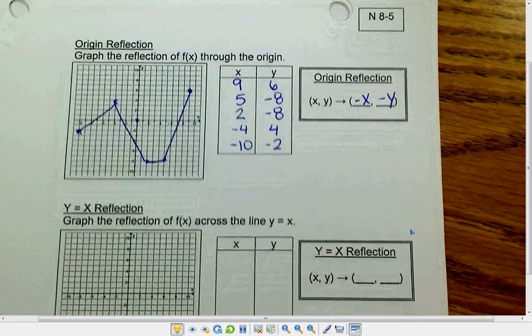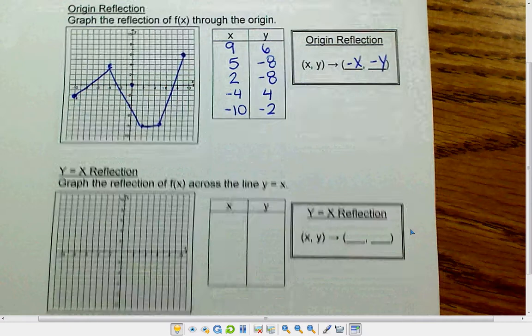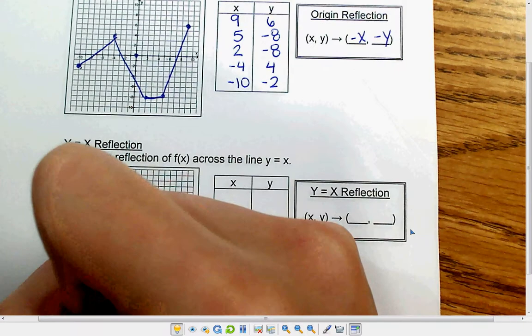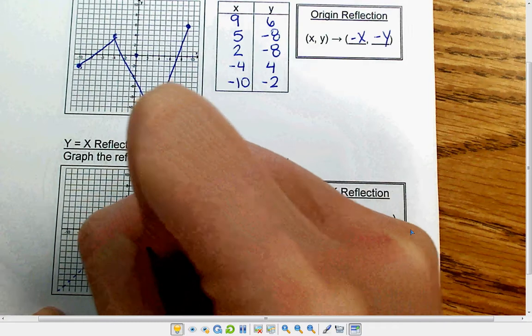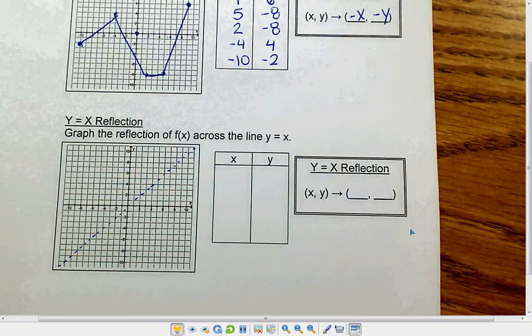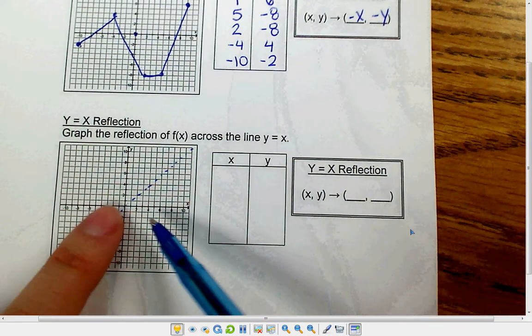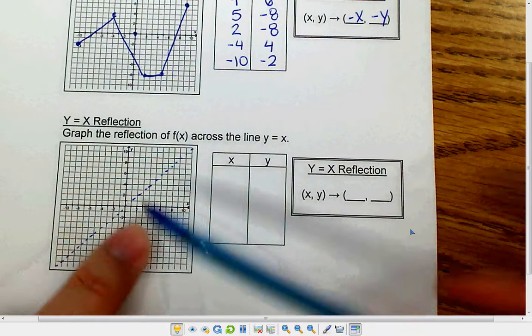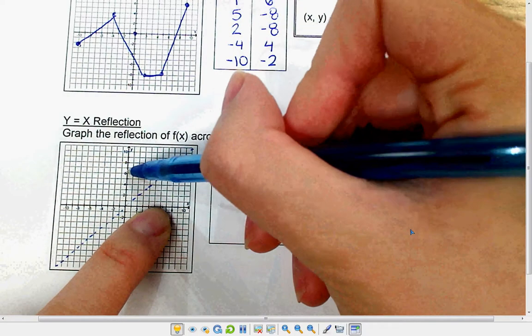Our last reflection is a reflection across the line y equals x. The line y equals x is just the linear line that looks like this. I'm going to draw it dotted. Here's my y equals x line. So what I want to do is reflect everything across this line. So if I had a point and I was reflecting it across this line, so let's say you have a point right here, and I reflect it across it, it'll end up right there.